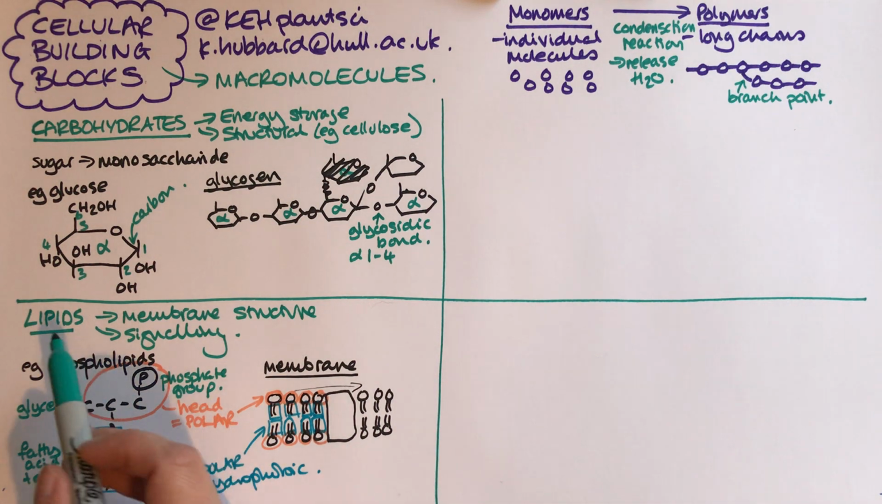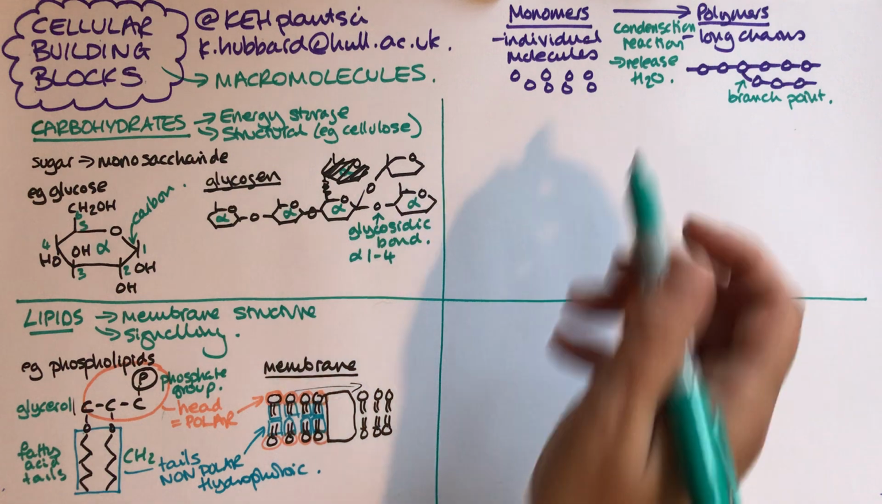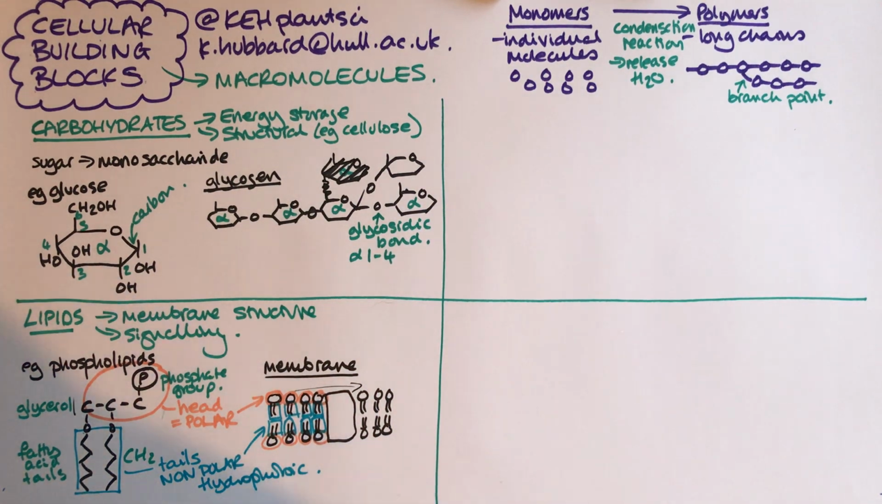So lipids aren't really a true macromolecule. They're sort of more an association of macromolecules because they're not physically bound to each other. This doesn't undergo any reaction when it goes into the membrane. It's just sitting next to them. So it's a little bit different to the monomers polymers thing.